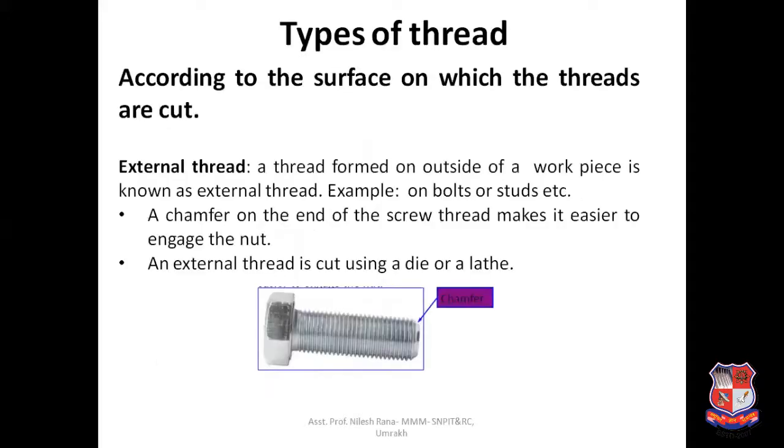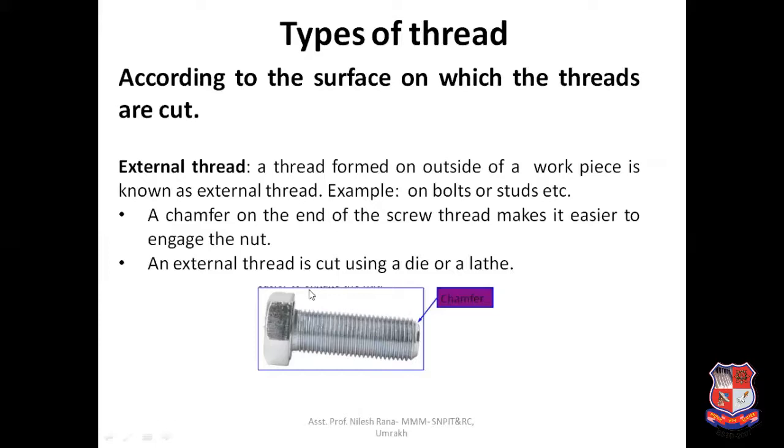Now these are types of thread, according to the surface on which threads are cut. The first is external thread. A thread formed on the outside of a workpiece is known as external thread, for example on bolts or studs. A chamfer on the end of the screw thread makes it easier to engage the nut. So sometimes on the screw edge, a chamfer is prepared to easily engage the nut. An external thread is cut using a die or a lathe. Here there is a figure of the external thread, or you can see the bolt.